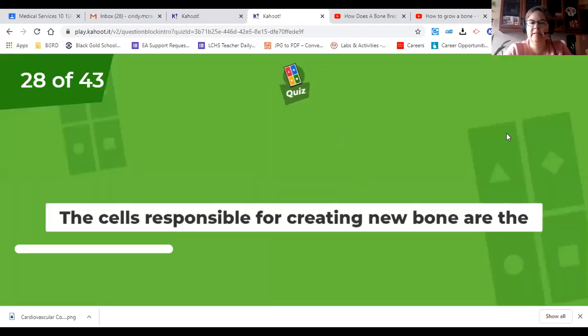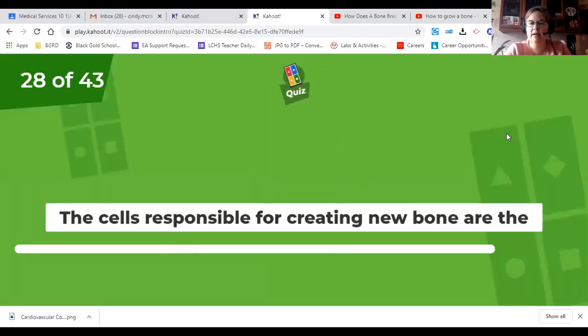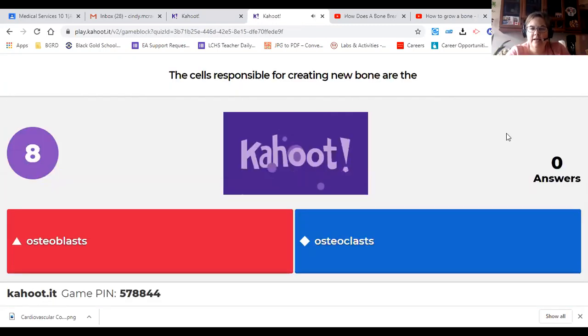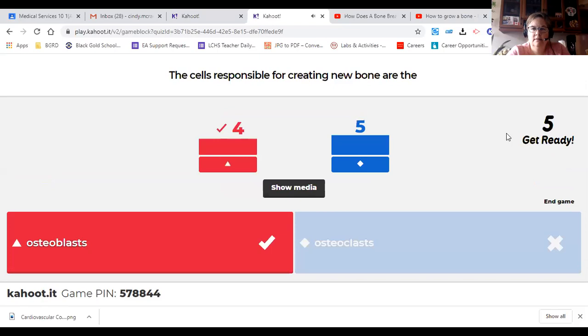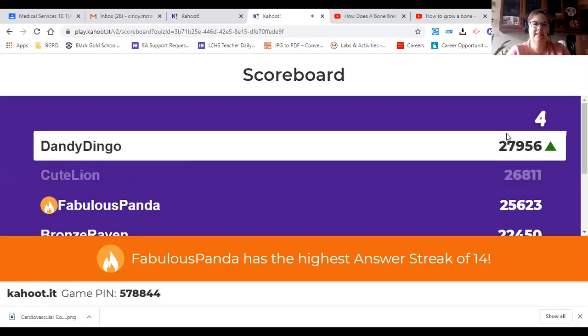The cells responsible for creating new bone are the... Okay, we just watched some videos on this. Let's see how well you remember. Osteoblasts. The osteoclasts break down bone. The osteoblasts. Ooh. Dandy Dingo, back up in the lead here.